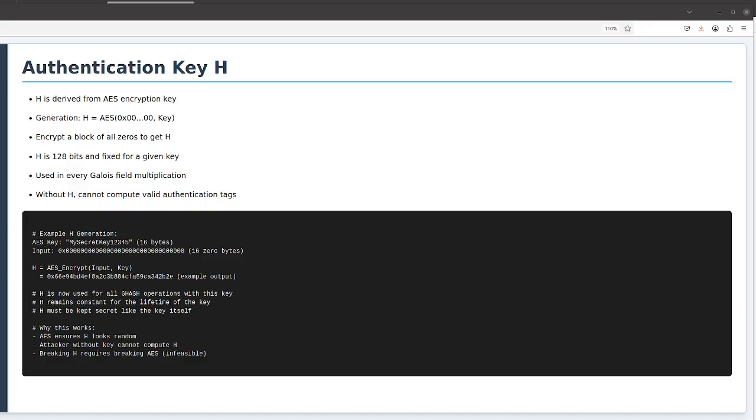It is important to understand that H is not the same as your AES key. Your AES key remains secret and is used for both encryption and for deriving H, but H itself is a derived value that is used specifically for the authentication computations. You compute H once when you set up your encryption, and then you reuse it for all subsequent GHASH operations with that key.